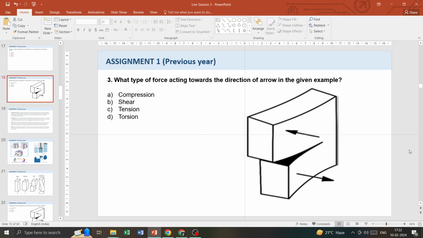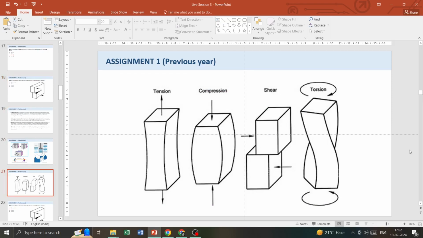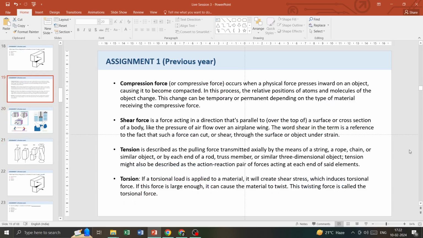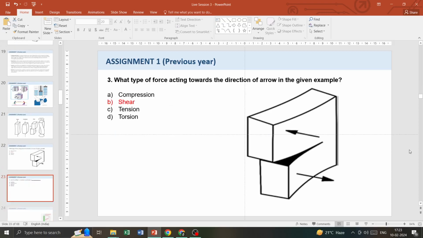So our question was, what type of force is acting in the direction of the arrow in the given example? As you can see, two different arrows are shown, and the body is being divided into 2 parts, just like the example we see here of shear force. So our answer is B, shear force.